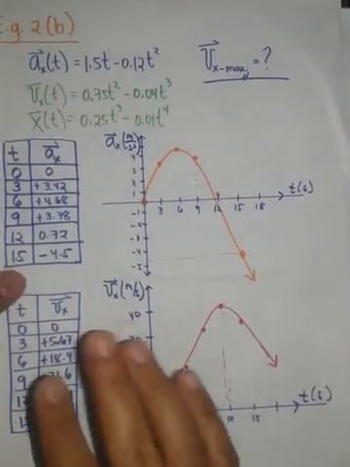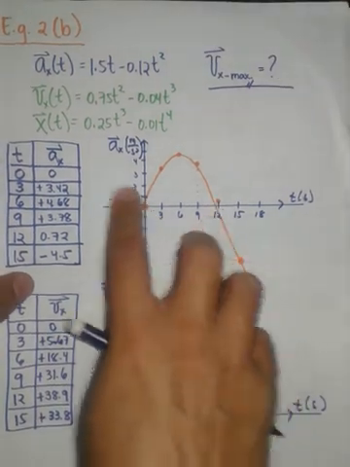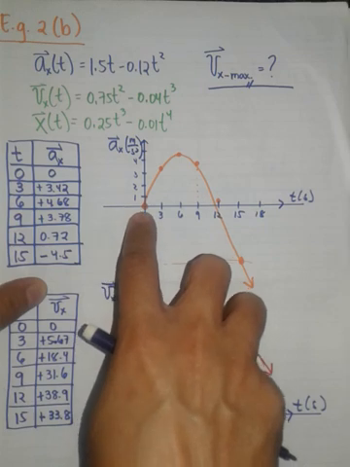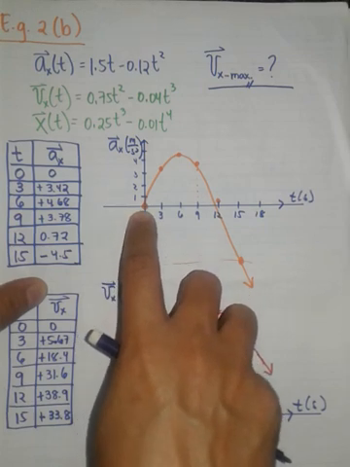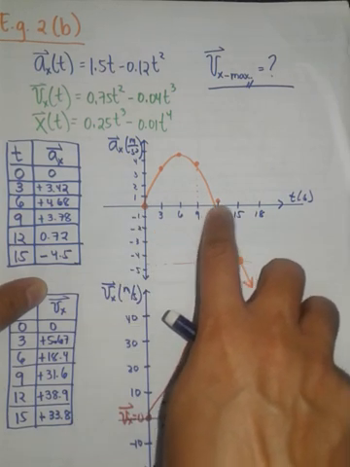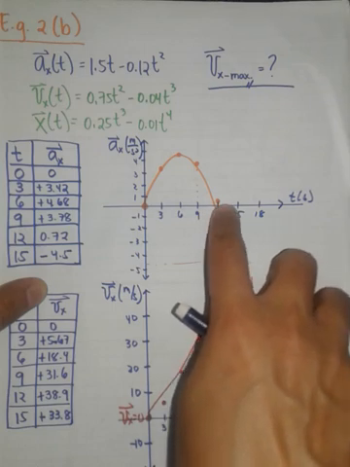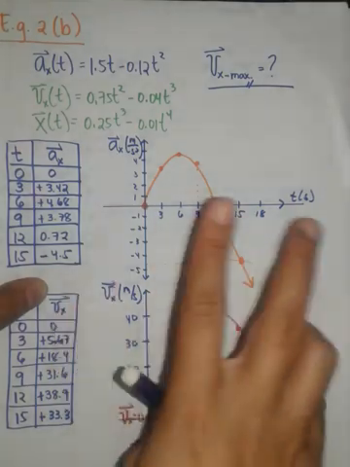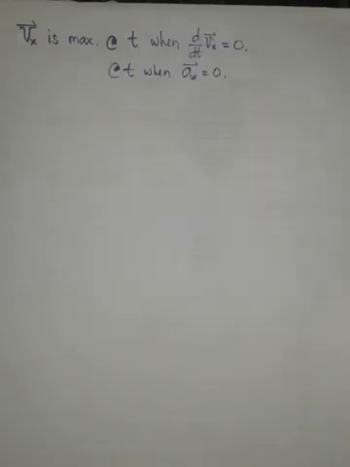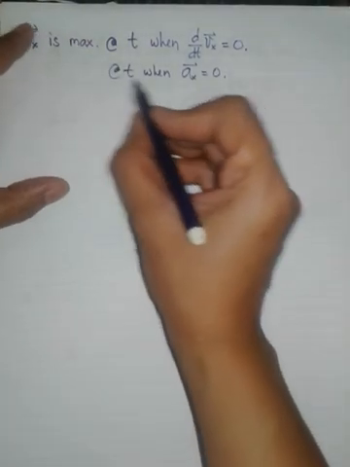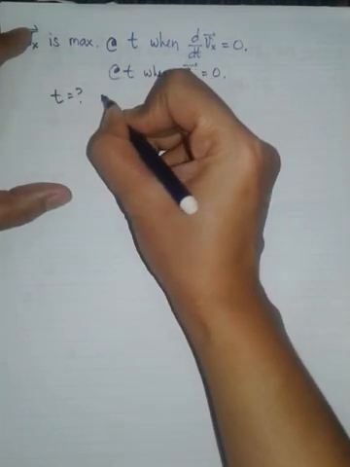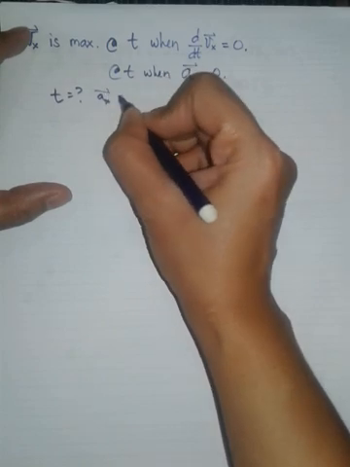According sa graph natin, merong dalawang time values na zero si A. And that would be when time is zero, at saka, a certain time value here na hindi tayo specific. Basta it's around 12. Kasi hindi ganun ka-accurate yung graph ko. So, titingnan natin kung dalawang time values din ang lalabas sa solution natin. So, let's determine first at what time ba na si acceleration 0.